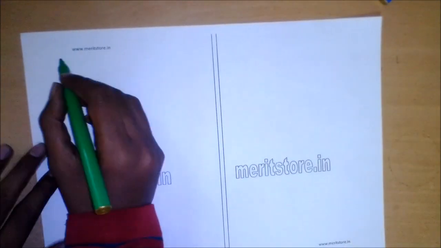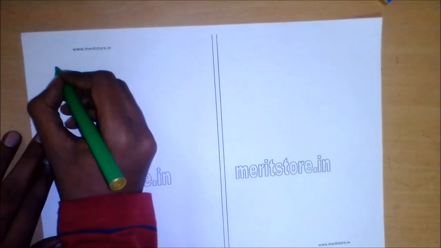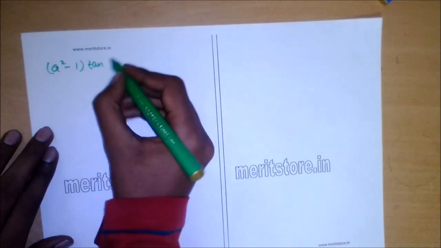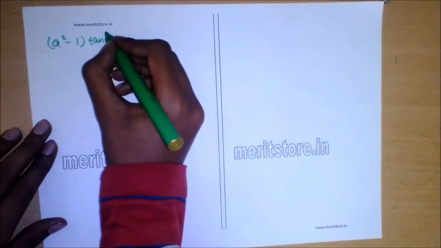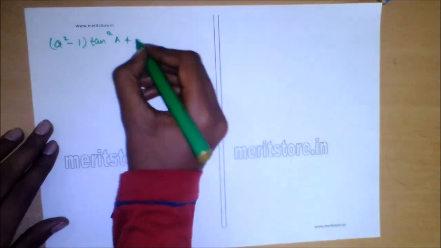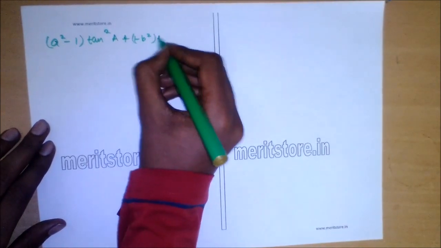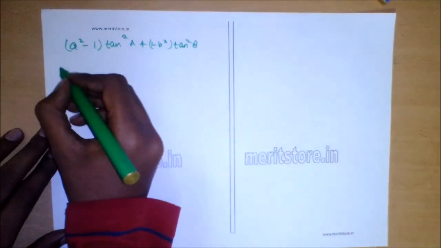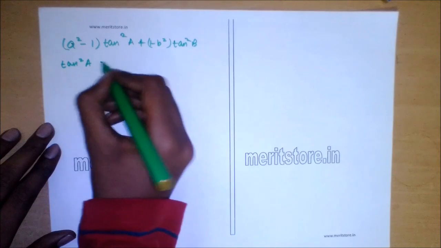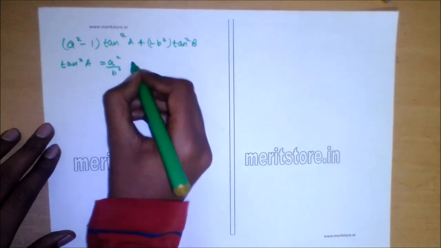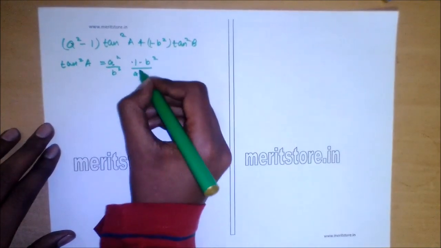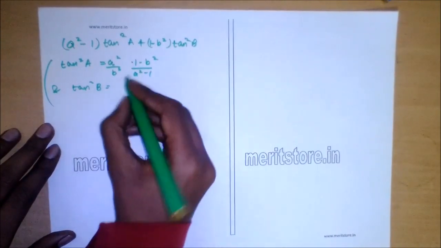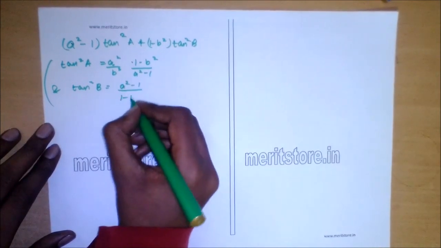Now we substitute those values in the final expression. So the final expression is A square minus 1 tan square A plus 1 minus B square tan square B. Tan square A is A square upon B square into 1 minus B square upon A square minus 1, and tan square B is A square minus 1 upon 1 minus B square.